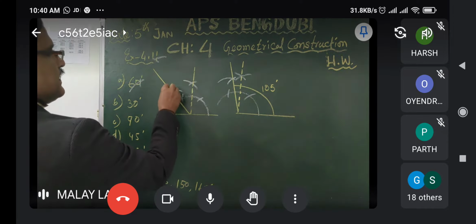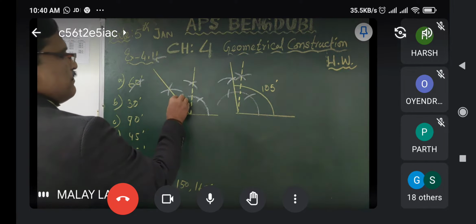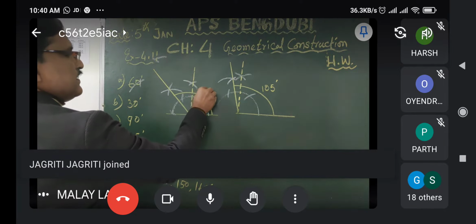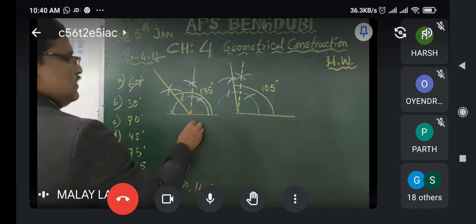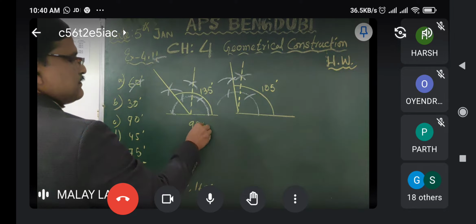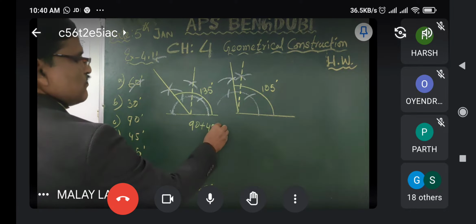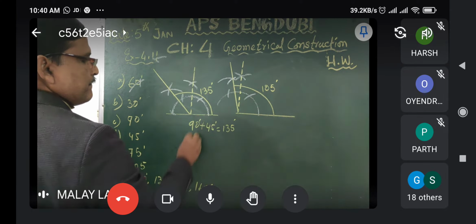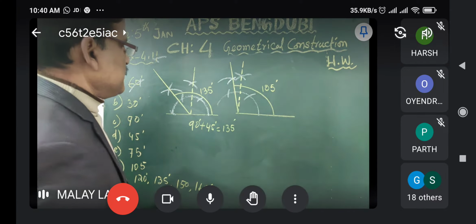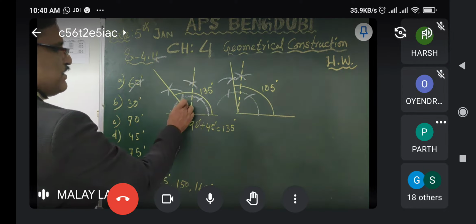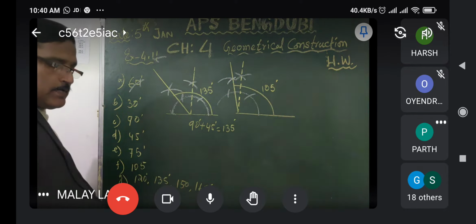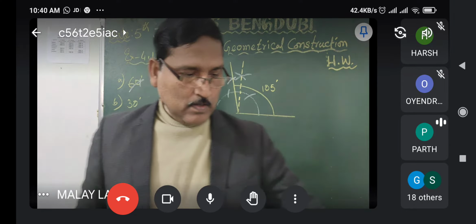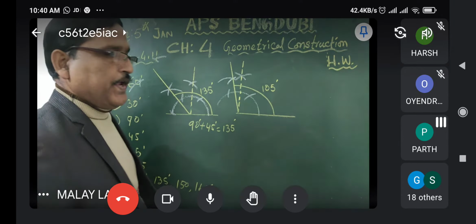Okay? This complete angle is 135. How? 90 plus 45 equals 135 degrees. Understood? By the combination of two: 90 full and 45 from the next. Sir, please explain one more time. Once again.